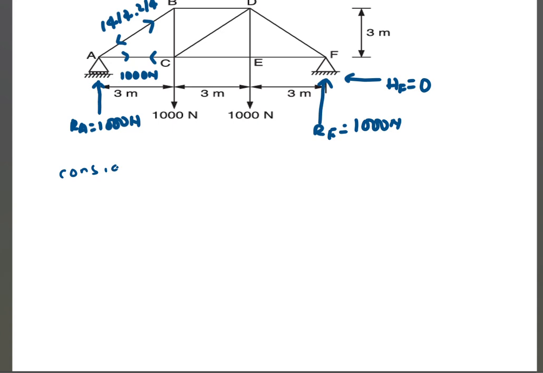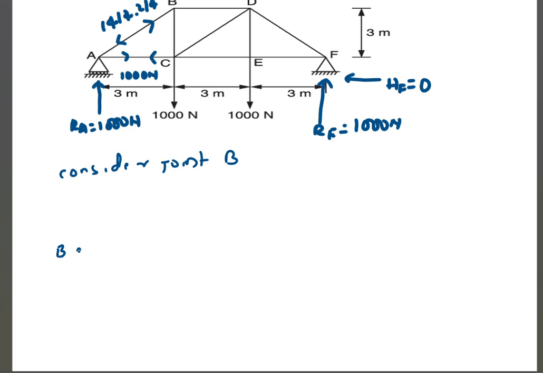Consider joint B. Draw the free body diagram at joint B. This is the joint B. Now draw the free body diagram.